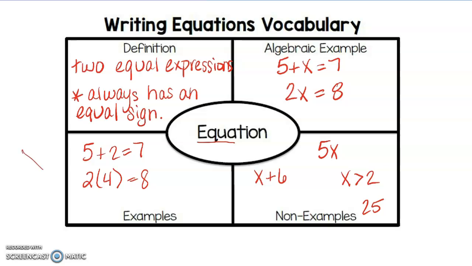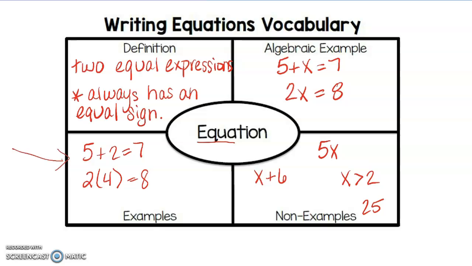Now down here, other examples. You're writing just regular examples of an equation. It has the equal sign, and it's two expressions on either side of the equal sign. So we have 5 plus 2 equals 7. And then we have 2 times 4 equals 8. And those are equations because they have equal signs.